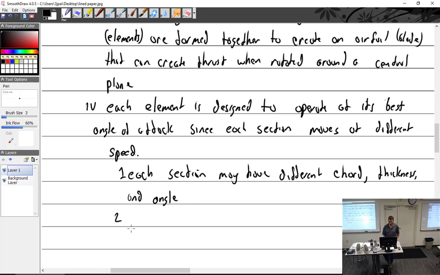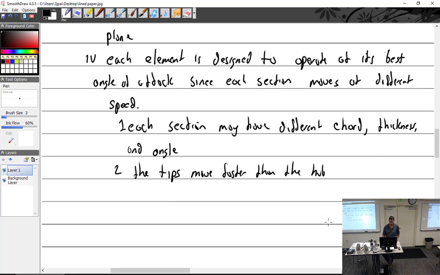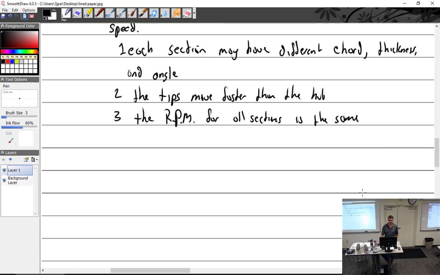Like I said a minute ago, the tips move faster than the hub, or near the hub. And the RPM for all sections is the same. Revolutions per minute does not change. Oh, it changes when you move the throttle, obviously, RPM.